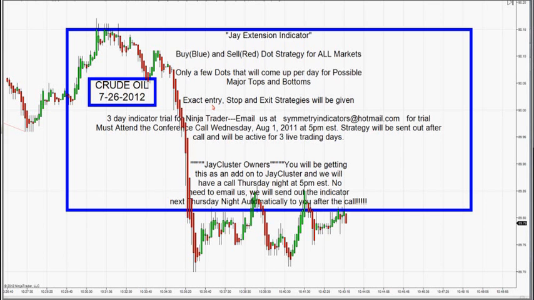We will go over exact entry strategies. We'll go over stops, exit strategies, and time frames using this indicator. I will run several different markets, and I will show you exactly how the dot has performed in July. So JCluster owners, you will get this automatically as a free add-on.